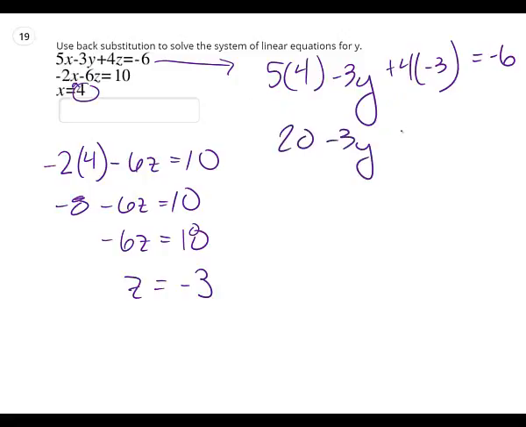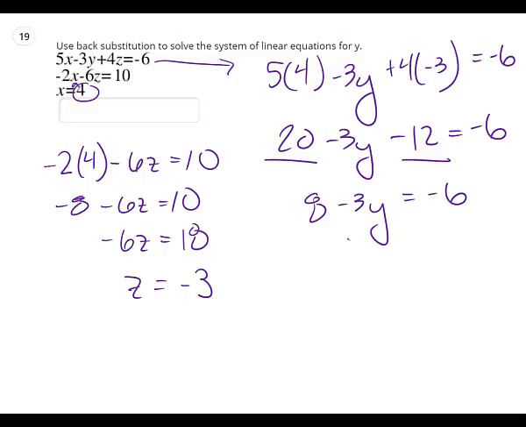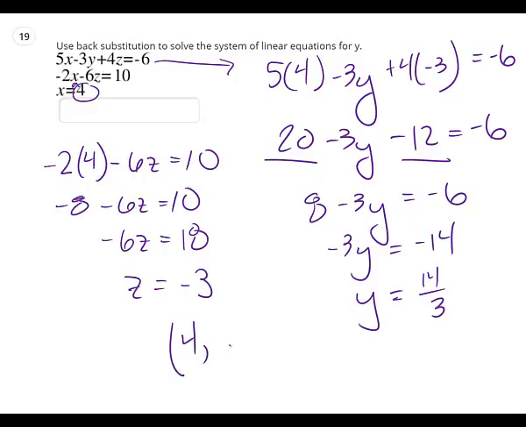What is 5 times 4? 20 minus 3y minus 12 equals negative 6. Alright, 20 minus 12 is? 8. Double check, make sure we're all doing our arithmetic correctly. Alright, what are we doing with this 8? Subtracting it. So what's negative 6 and negative 8? Negative 14. Negative 14y equals negative 14 over negative 3, going to go positive because they're both negative. All right, so our final answer should really look like 14 over 3, and negative 3.